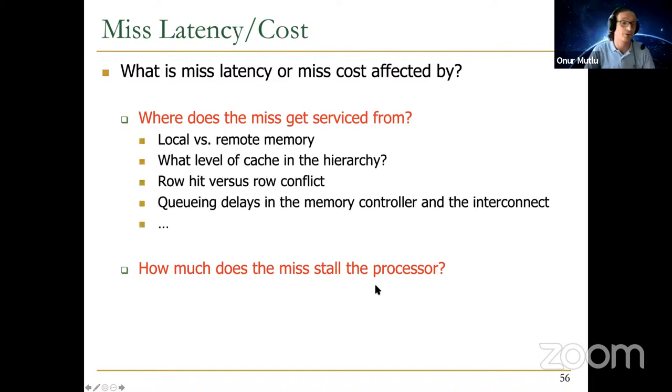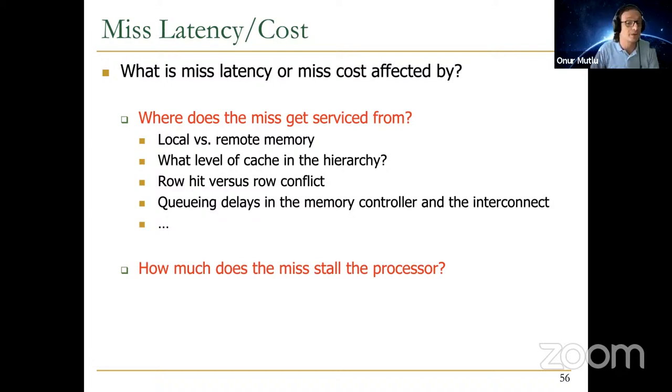So where does the miss get serviced from? It could be serviced from the local memory or the remote memory, a different level in the cache hierarchy. It could lead to a row hit or a row conflict. Remember those? It could lead to queuing delays in the memory controller and the interconnect or not. So basically, where a miss gets serviced from affects the latency significantly, by orders of magnitude, actually. So miss latency is important, and this is part of the cost.